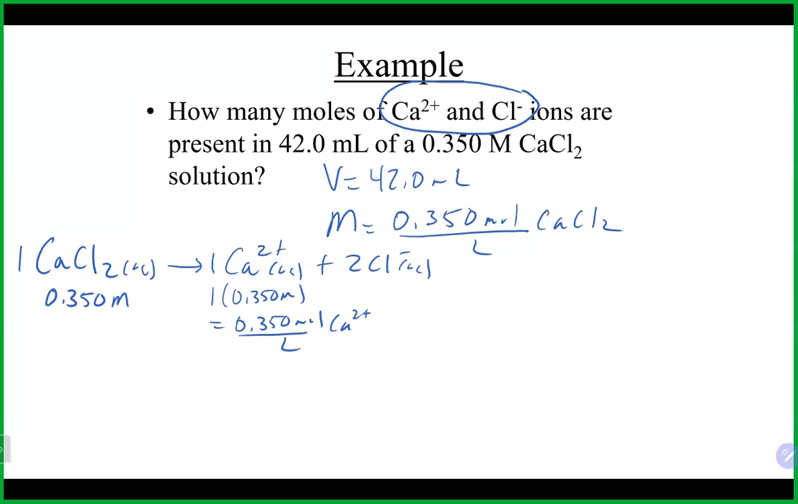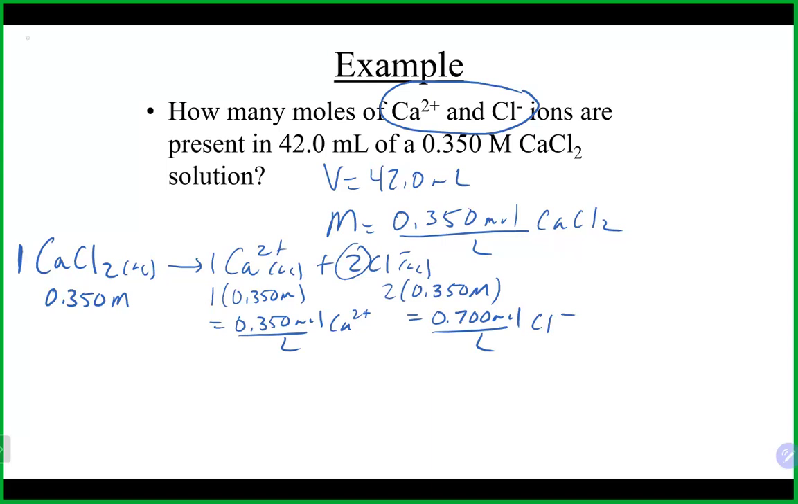When I look at the chloride, it is a 1-to-2 relationship. So I do need to multiply my concentration by 2 here. And that will get me 0.7 moles per liter of chloride ion. Again, it's a 2-for-1 deal here. So we got twice as much chloride as we do calcium in this case. So we have twice the concentration.